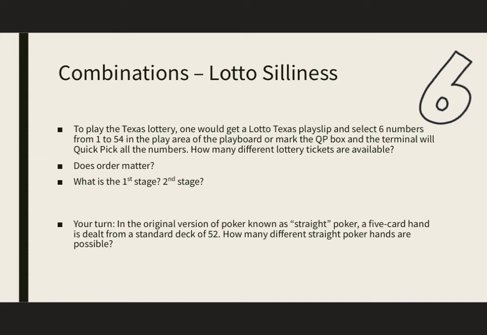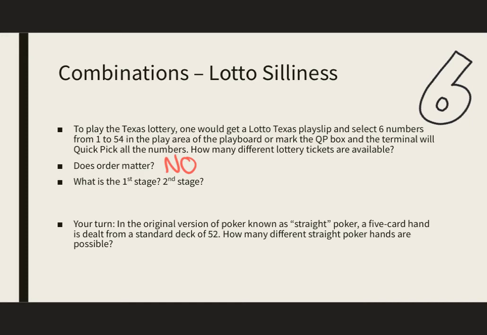All of the different possibilities. So the question is, does order matter? And it doesn't, because all that matters is that you get the numbers. Now, when you get the ticket, they're listed out in the order of smallest to biggest. So that's not the order that we're talking about. If you get a random set of numbers, then they're just there. You either have them or you don't.